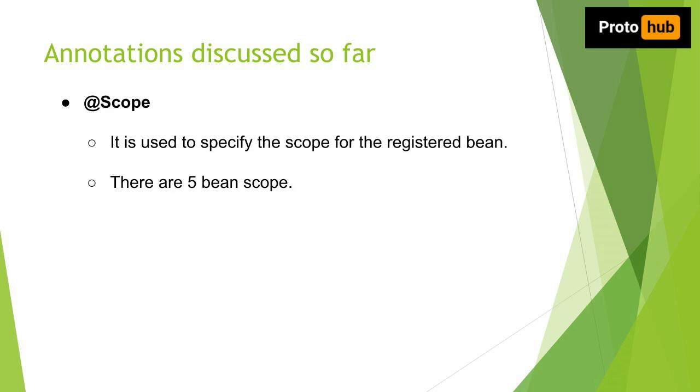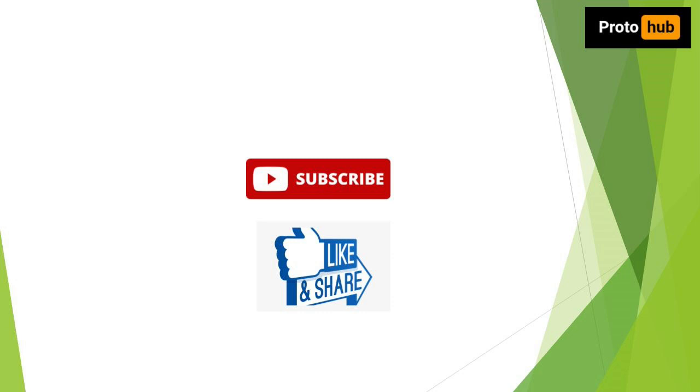It is used to specify the scope of the registered bean in the IOC container. There are 5 bean scopes. They are singleton, prototype, session, request and global session. That's it. So far we have discussed a few annotations that we have come across till episode 10 in this tutorial.